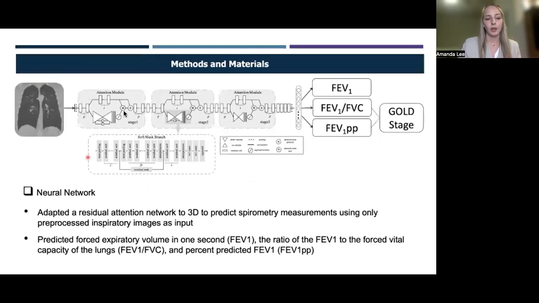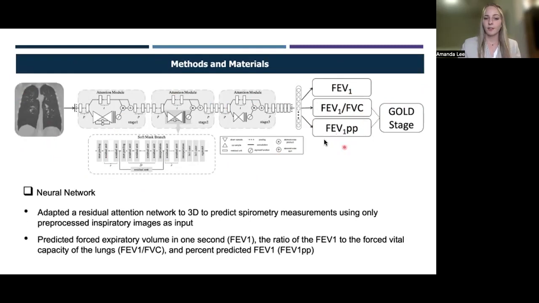Moving on to our neural network, we adapted a residual attention network to 3D to predict spirometry measurements from the inspiratory images alone. The 3 things that we predicted with our network were the FEV1, which is the forced expiratory volume in 1 second. That's a spirometry test where you breathe into a tube, breathe as hard as you can, and they take the full volume that you're able to expire in 1 second. That's your FEV1. And this value is extremely important, especially when it's compared to your FVC, or your full vital capacity. That's the full volume of air that you're able to expire with no time limit.